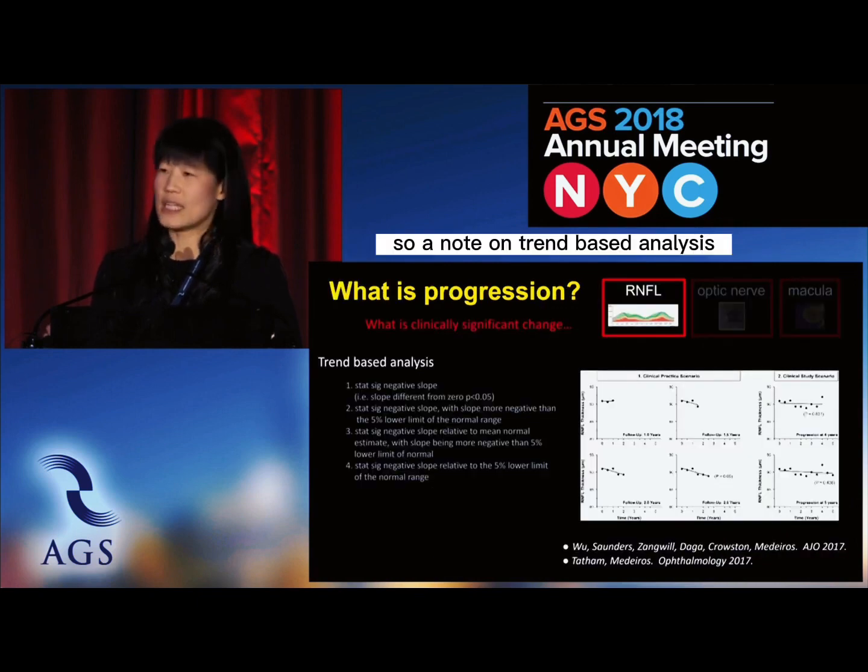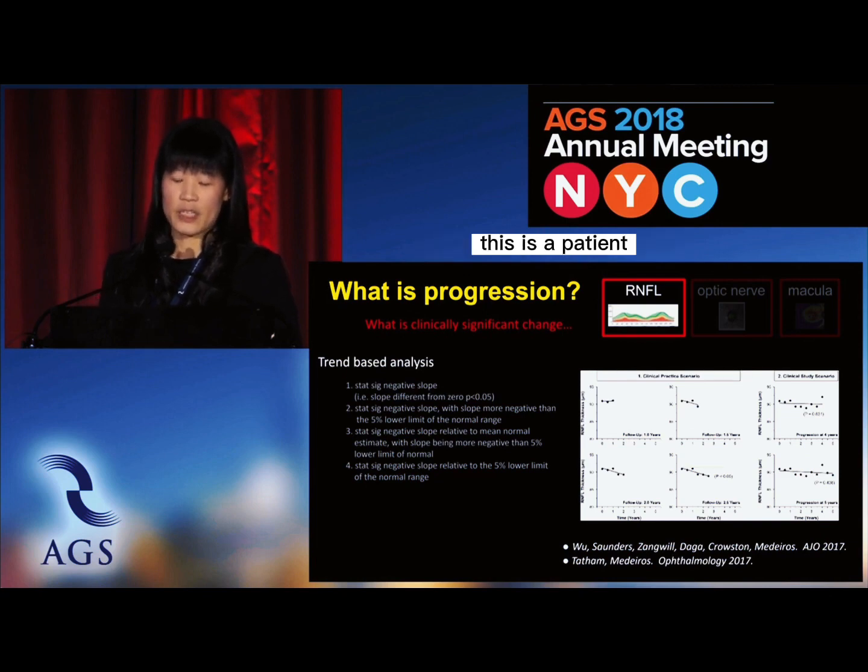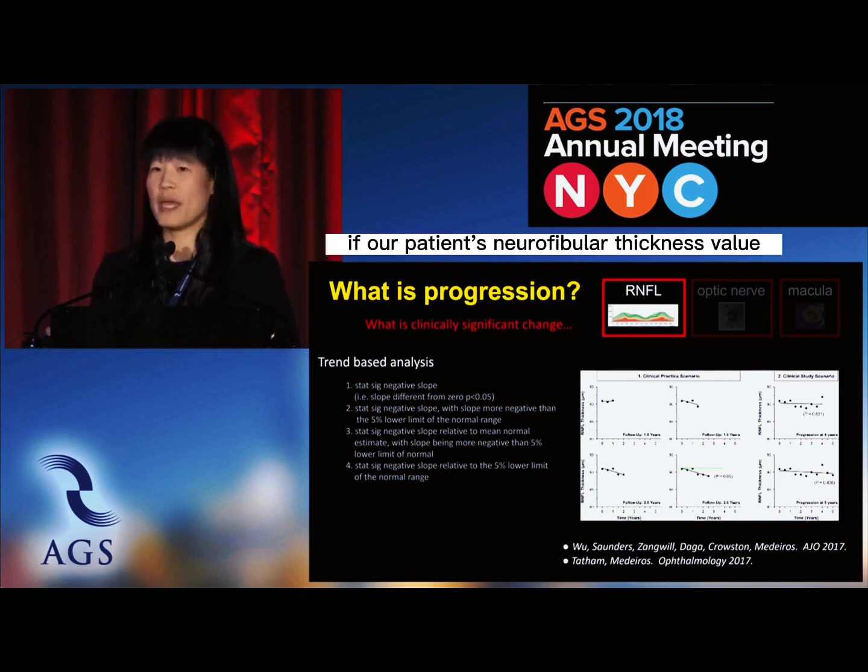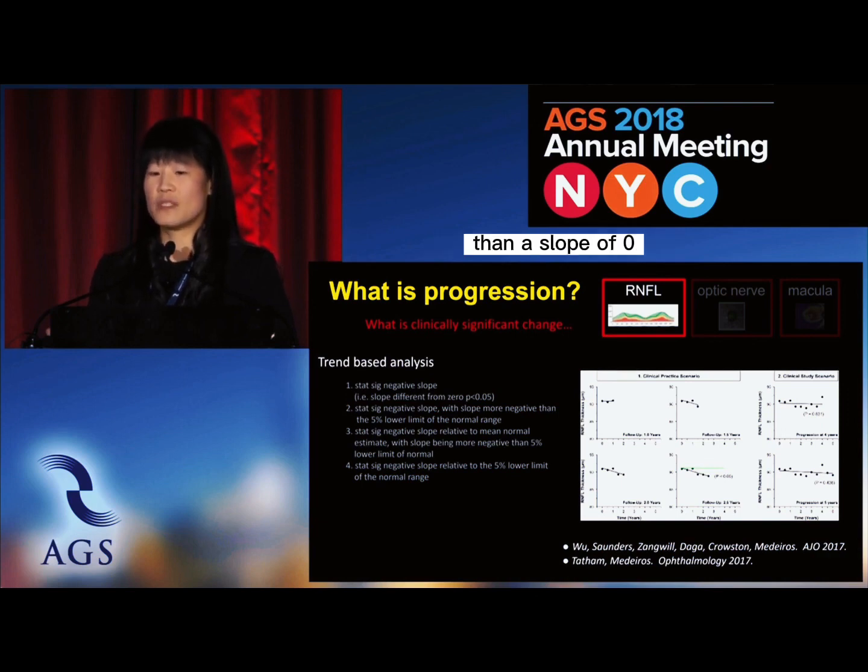So a note on trend-based analysis, I think this is more a research tool because I'll show you here, this is a patient where the green line suggests a slope of 0, no progression. And basically for trend-based analysis, we want to see if our patient's nerve fiber layer thickness value is statistically different than a slope of 0.